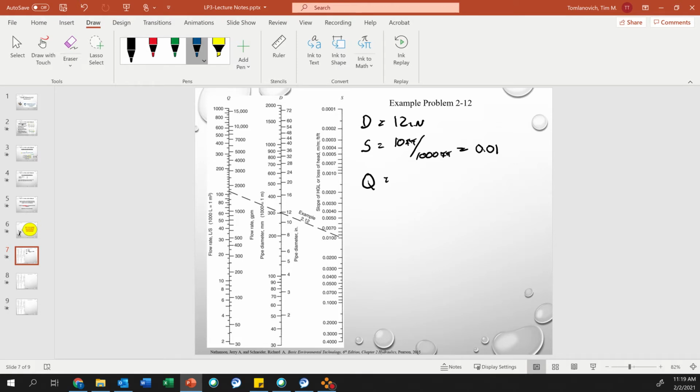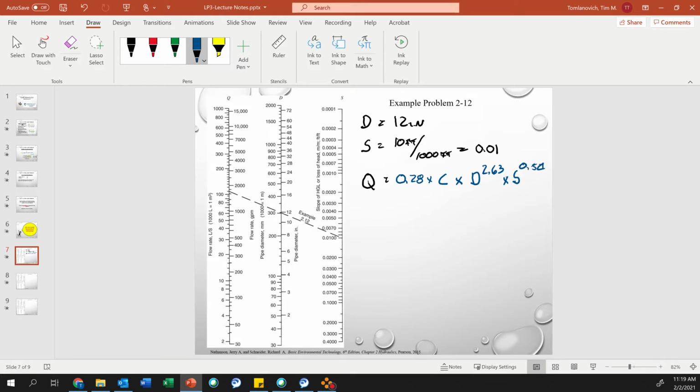Okay. So I'm going to write the equation down. We'll do the equation first, then the nomograph. So Q equals 0.28 times C times D raised to the 2.63 times your hydraulic grade line slope raised to 0.54.